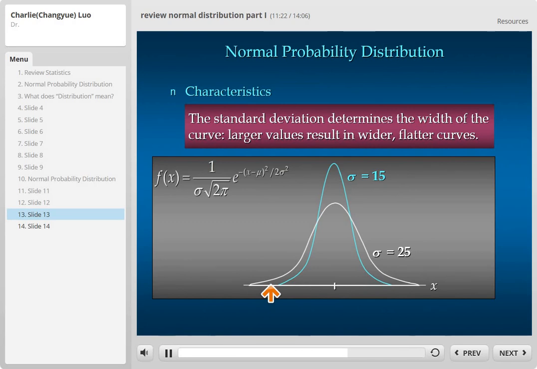So recall, what is the understanding of a standard deviation? Standard deviation tells us how wide all the data spread around the mean. So the bigger the standard deviation, the bigger the spread. The smaller the standard deviation, the smaller the spread away from the mean. So that's a standard deviation.